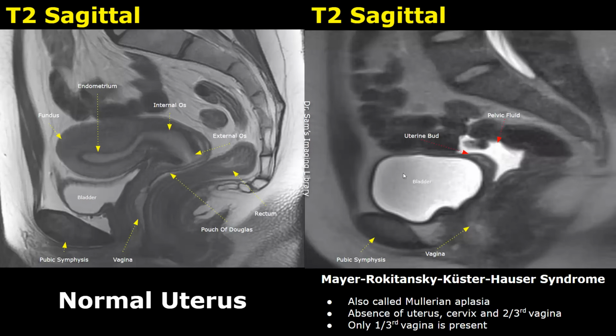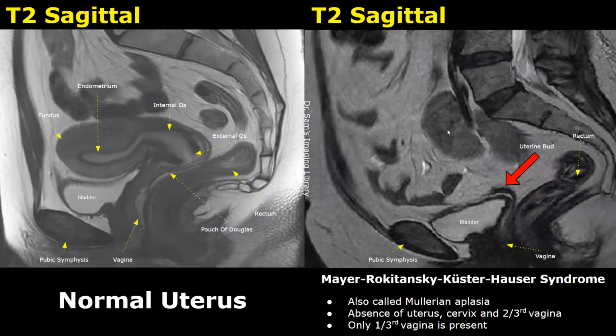And over here is a case of Mayer-Rokitansky-Küster-Hauser Syndrome. It is also called Mullerian aplasia. There is absence of the uterus, cervix, and 2/3 of the vagina. Only 1/3 of the vagina is present. We do not see the normal uterus in the pelvis here.